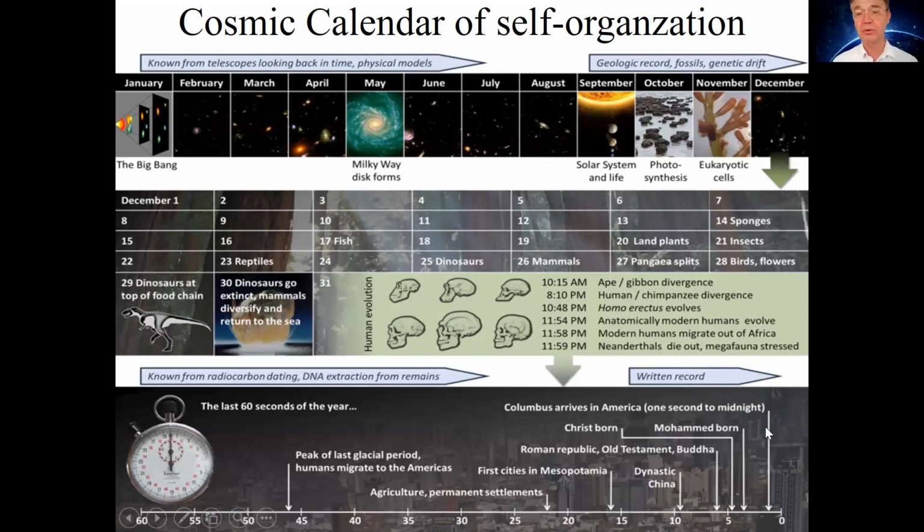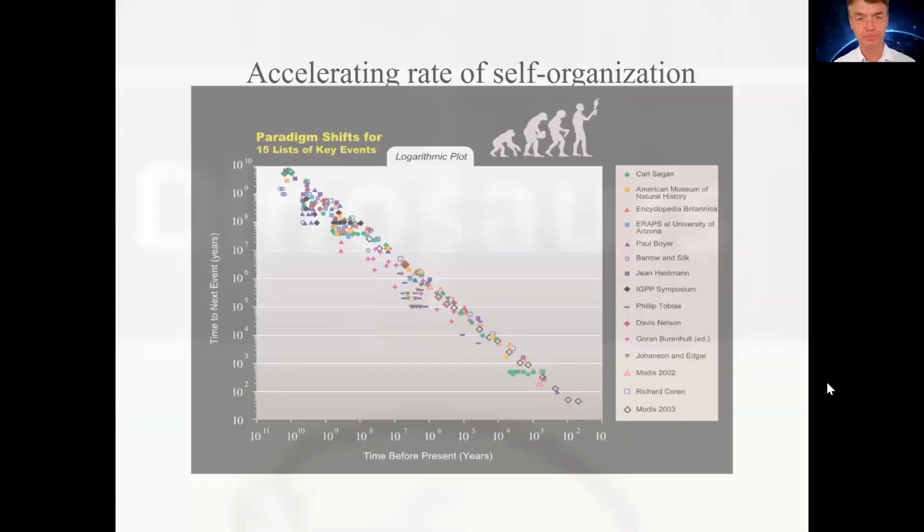And at the end, all the self-organization or complexity increase is happening in the last few seconds, our whole human history, at least from our perspective. The other civilizations will have their own calendar, but it should be similarly accelerating like this if this is universal.